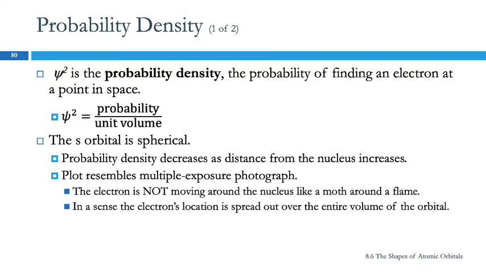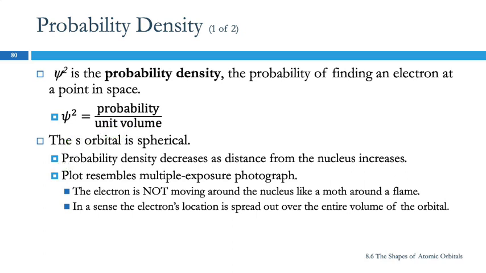Okay, so we were talking about the Schrodinger equation and this letter that I should have looked up during the break, but I didn't. This represents the probability density, the probability of finding an electron at a point in space. So that would be the probability divided by the volume of the space.